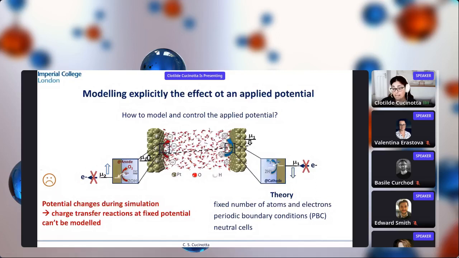Since we have a fixed number of electrons, the electron density changes, the Fermi level of that electrode changes, and therefore the chemical potential of the electrode changes while we are simulating the reaction. So this shows an intrinsic inability, when we use a system with a fixed number of electrons, to model charge transfer reactions at fixed potential. This is the first of the limitations associated with modeling electrochemical processes.